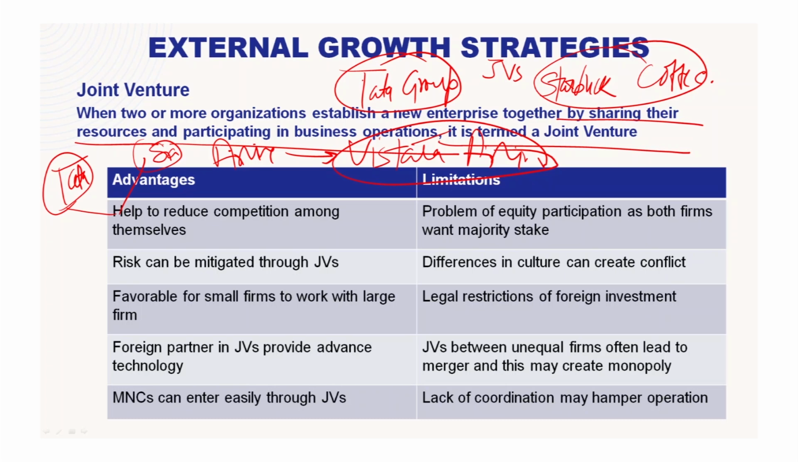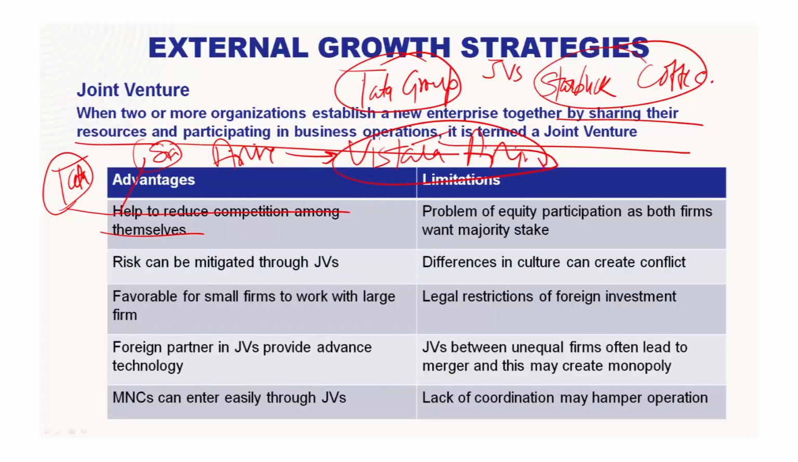Now what are the advantages and disadvantages of the joint venture? Let us try to understand. It helps to reduce the competition among themselves. If two companies are in the same industry and fighting for survival, then it is better to neutralize the competition and form a joint venture. Another example in the telecom sector is Vodafone and Idea, that is VI.